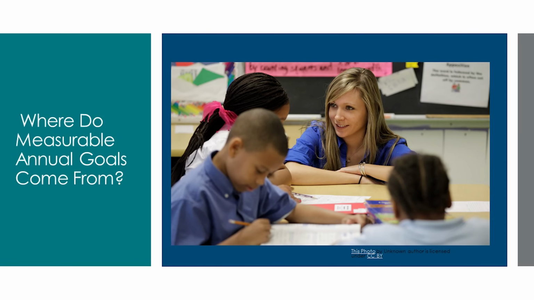Measurable annual goals are at the core of a student's IEP. They must provide a clear description of the skills the student needs in order to access, participate, and make progress in the general education curriculum. The goals must relate directly to the areas of need identified in the present levels of academic achievement and functional performance section of the IEP. Areas of need are determined by analyzing multiple sources of information, including evaluations, classroom-based assessments, student observations, and input from parents.